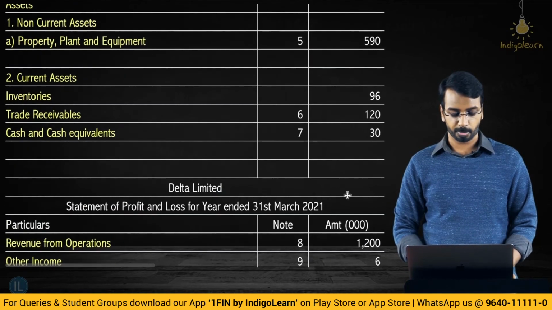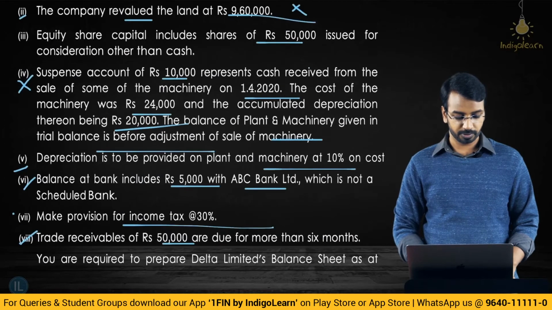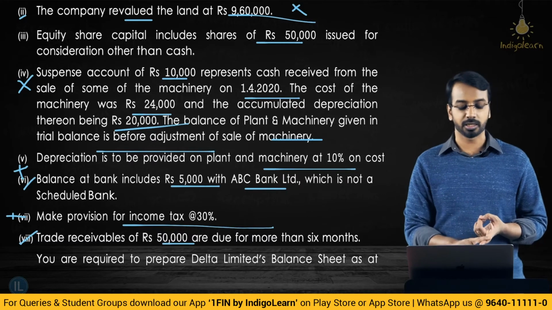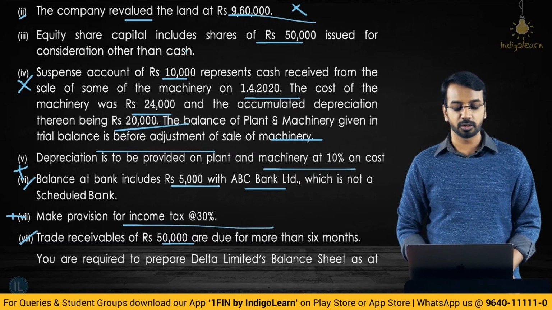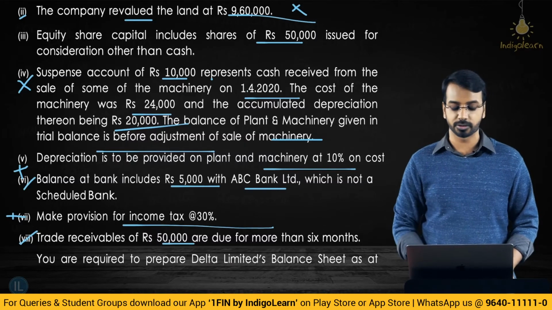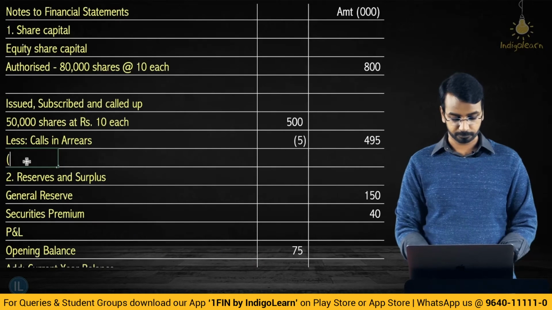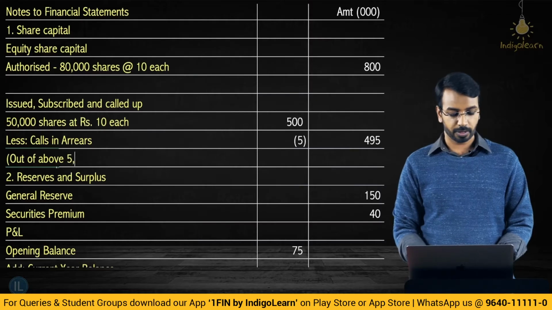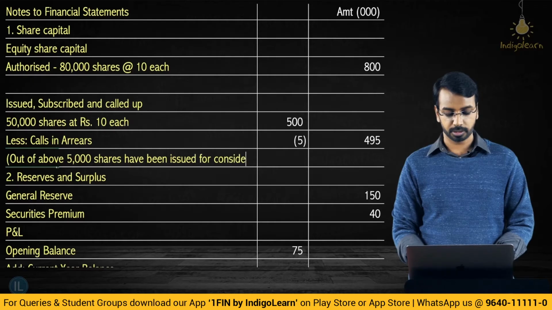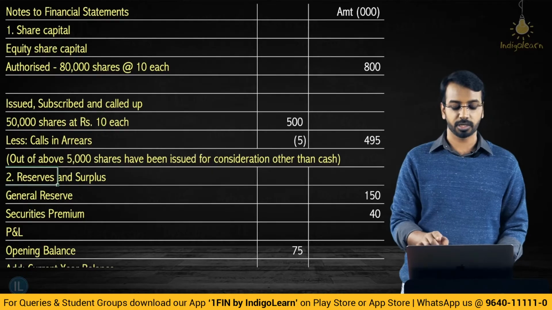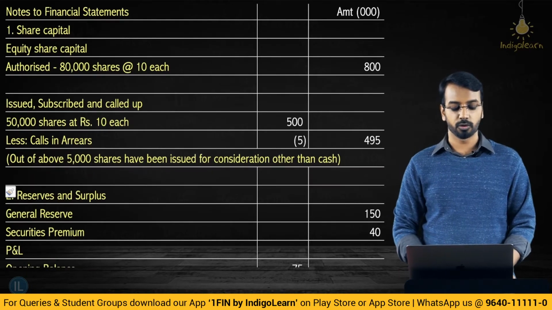Now we are done with this. Now coming to the additional information, we have given both the impact of this. So this is also done. Depreciation also two impact is given, one in the P&L and other in the balance sheet. Equity share capital includes shares of 50,000 issued for consideration other than cash. See, we forgot to give a disclosure for this. So you have to give a disclosure for that. Out of above, 5,000 shares have been issued for consideration other than cash. See, unless you keep on taking, you will not be able to figure out that you have missed out something. Okay. So this is a disclosure item.